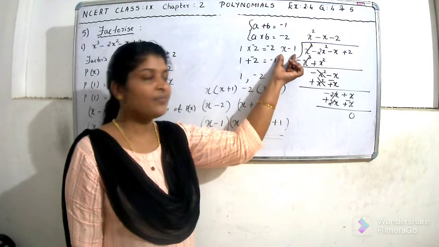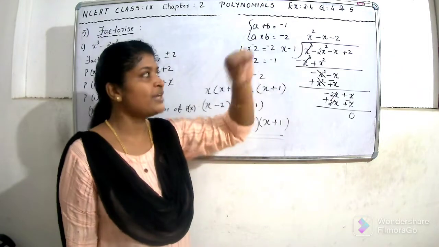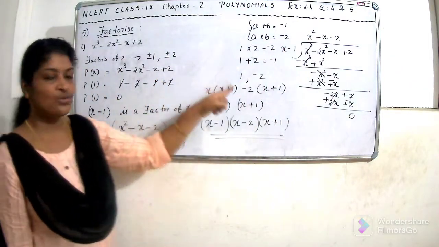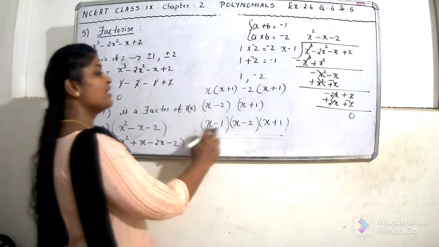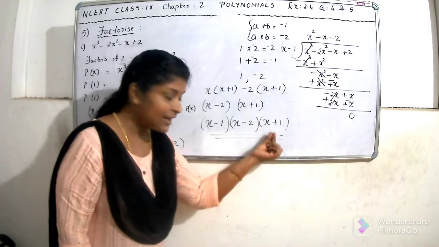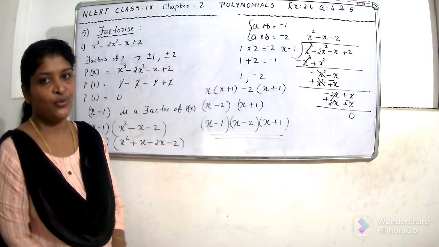This is okay, but this is a quadratic polynomial, so again we have to factorize, by splitting the middle term. So at last we will get these three as the factors. In short, when we multiply these three, we will get the question itself. I hope you understand.